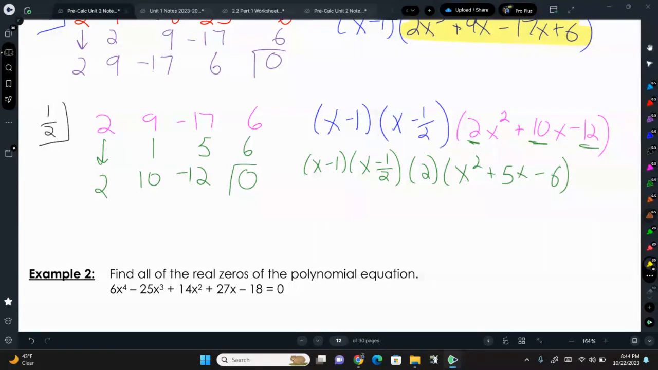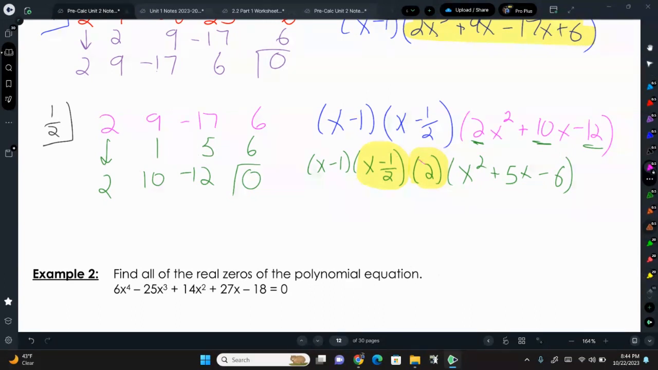So look, we have a 2 that needs to be multiplied. We have this x minus 1/2, which we know we can't have a minus 1/2 inside our factored form. So I'm going to actually distribute this here because that will allow us to get rid of that fraction. So x minus 1 times 2x minus 1. And then we're going to factor this. 2 numbers that multiply to negative 6 but add to positive 5. That's x plus 6 and x minus 1. Well, we already have an x minus 1 here.